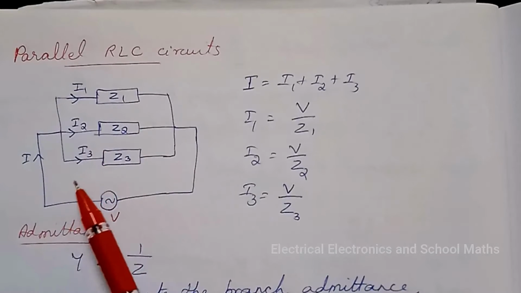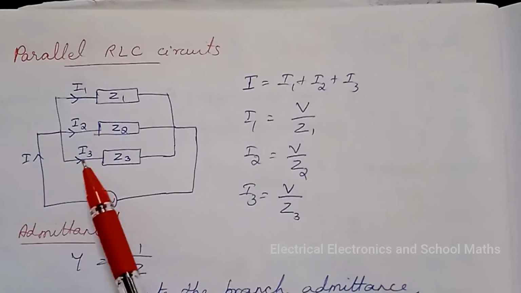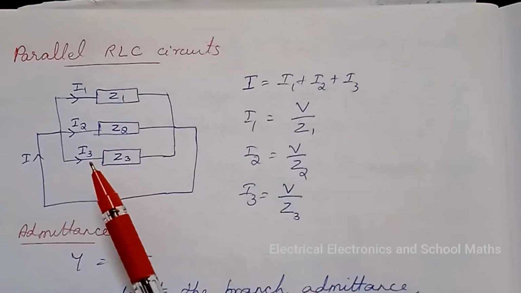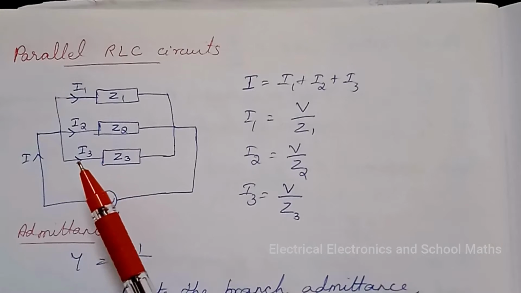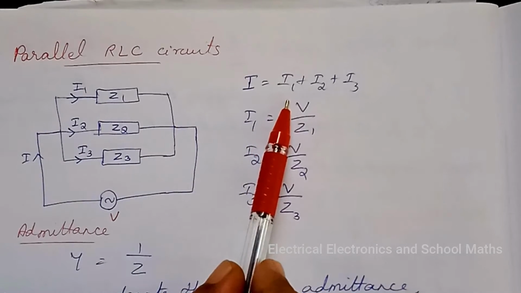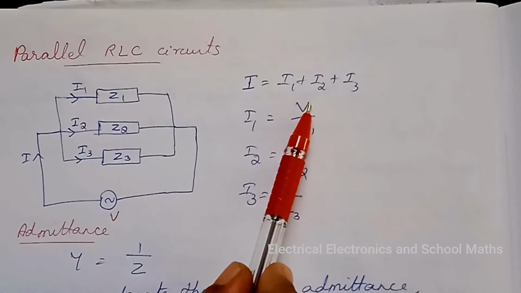The voltage is taken as reference and the magnitude and phase angle of each branch current is determined. The total current in the circuit is equal to the phasor sum of the branch currents.